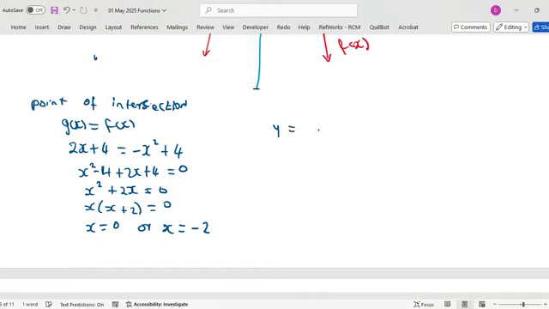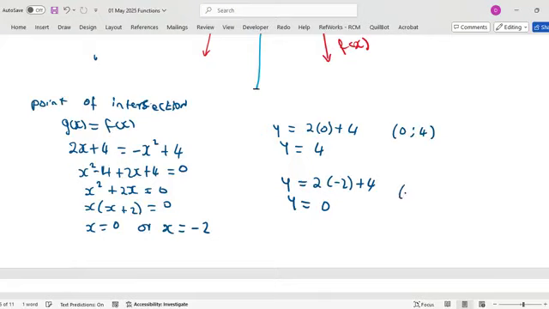So we can say y equals 2x plus 4, but in place of x, I substitute. If you remember simultaneous equations, I'm doing more or less the same thing. I substitute with 0, then I get y equals 4. Then I substitute the other one: y equals negative x squared plus 4, substituting negative 2, I get y equals 0. Okay, so now I can write the coordinates: x is 0, it goes with y is 4. x is negative 2, it goes with y is 0. Those are the coordinates of the points of intersection.